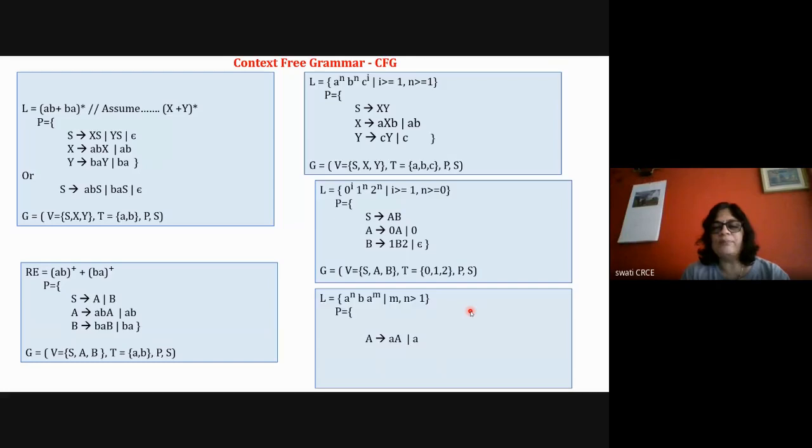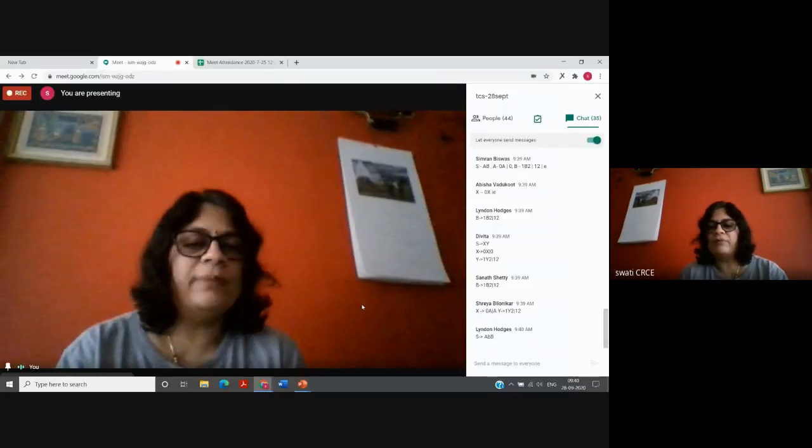Now the next problem, A raised to N, B, A raised to M, and M and N are greater than or equal to 1. Make it equal to. So here also this b is only once, and this can be split into three terms. This is a raised to n, and this is a raised to m. So both are actually the same, so we can use the same variable for that. And then this will be small b. So what will be your s?